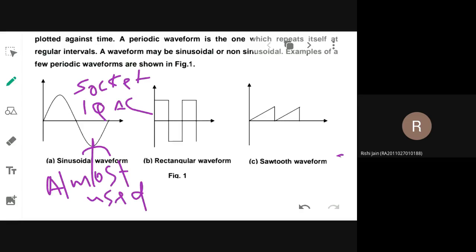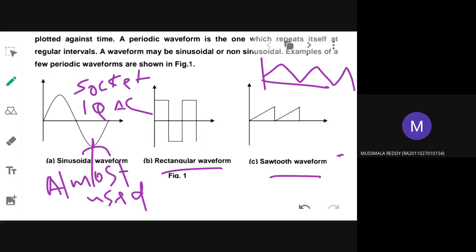The remaining waveforms, there are other sets of waveforms also. What are the various waveforms? Rectangular and sawtooth. Apart from rectangular and sawtooth, there are other waveforms also. Suppose you draw a waveform like this, what waveform does it represent? Triangle. So many different waveforms are there, and these waveforms are called non-sinusoidal.